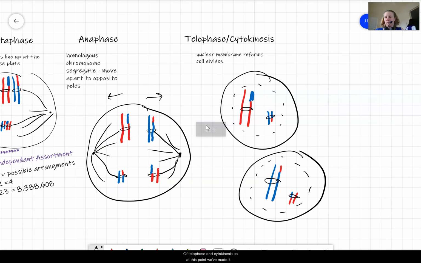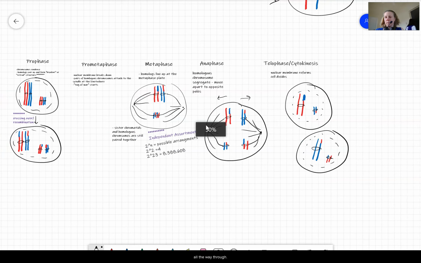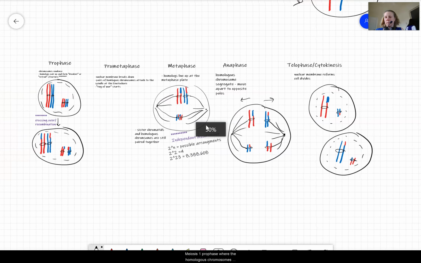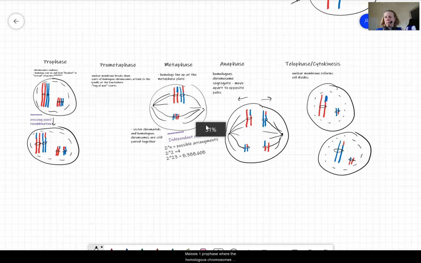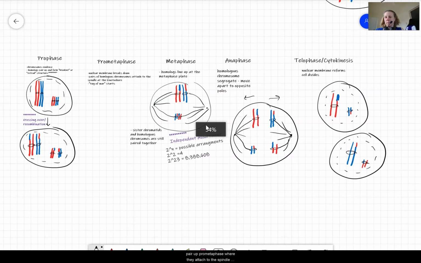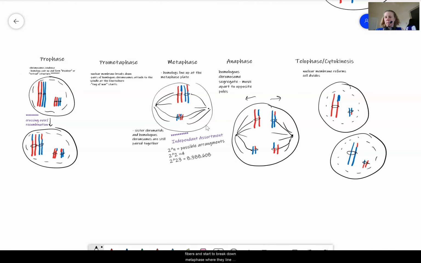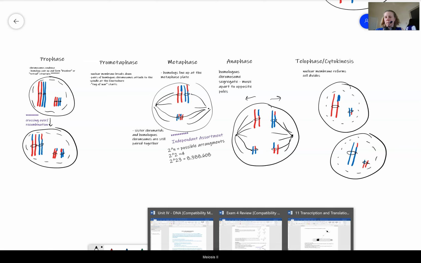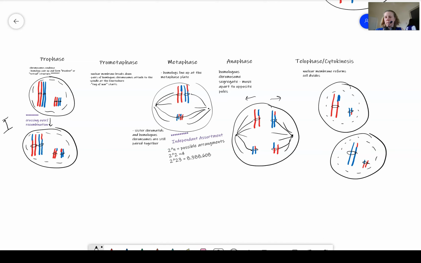So at this point, we've made it all the way through meiosis 1. Prophase, where the homologous chromosomes pair up. Prometaphase, where they attach to the spindle fibers and start to break down. Metaphase, where they line up in the middle of the cell. Anaphase, where they get pulled apart. And telophase and cytokinesis, where they divide and split into 2. So here is meiosis 1. All right. Meiosis 2 is going to look very similar to meiosis 1.